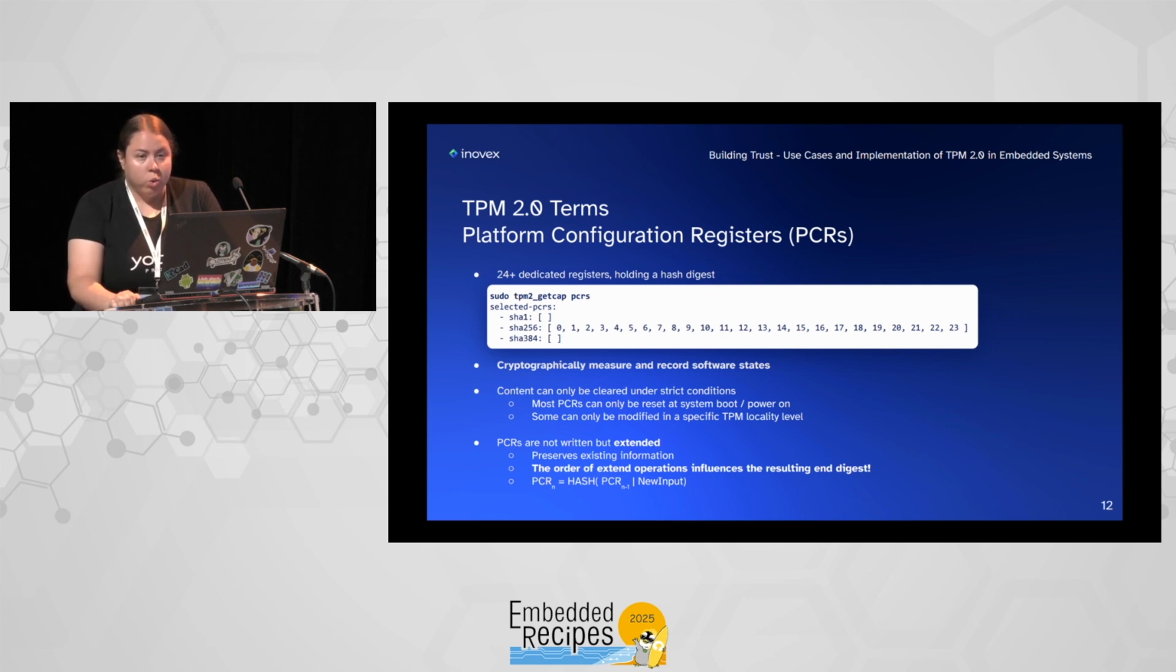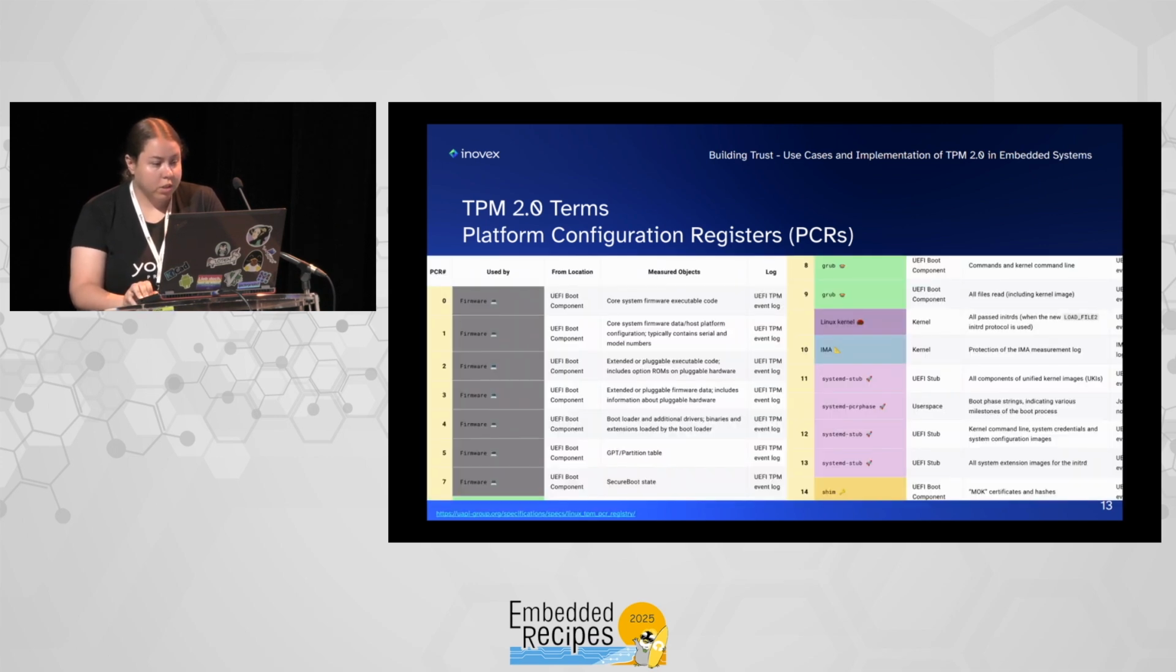And one really interesting thing with the PCRs, they are not written once, but extended. So every state measured with one of the registers extends the already existing value in there. So if the ordering of the operation changes, the resulting hash also changes, and the value is not the same anymore. You can detect this and use this to measure the integrity of your system and act and react.